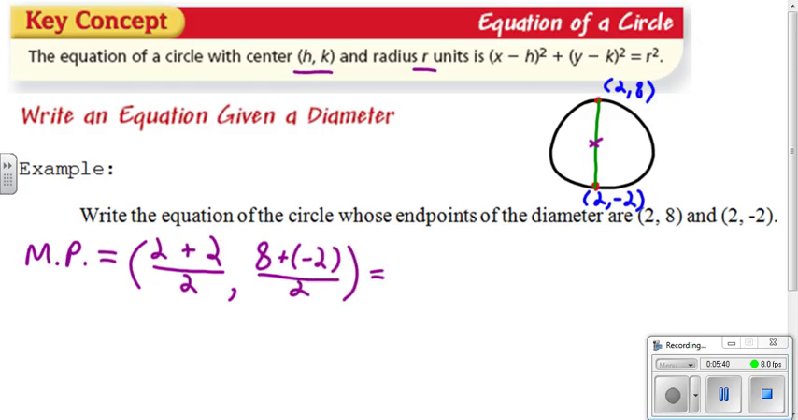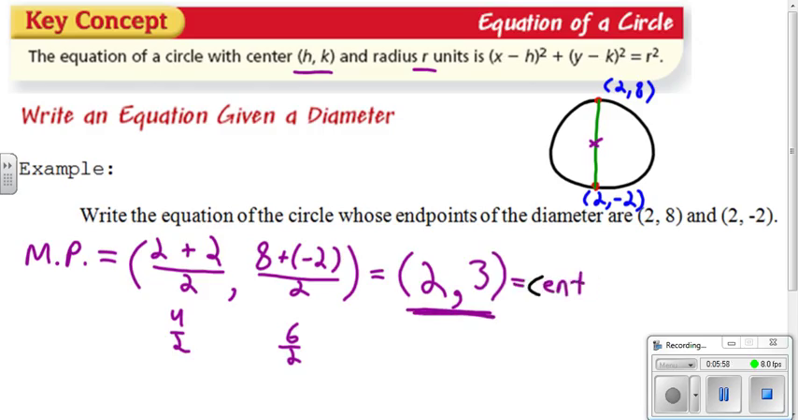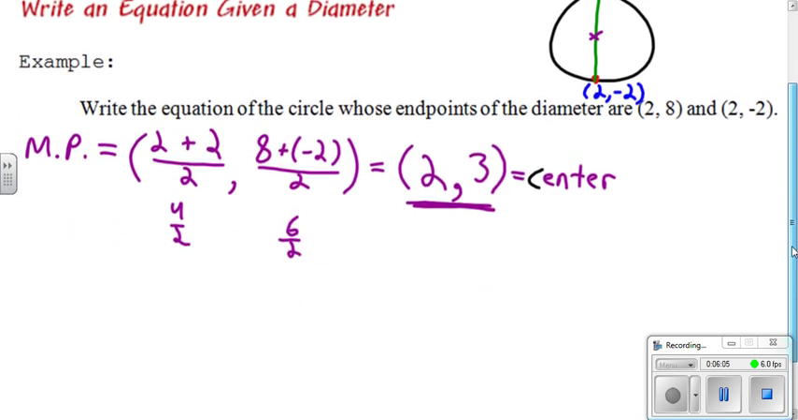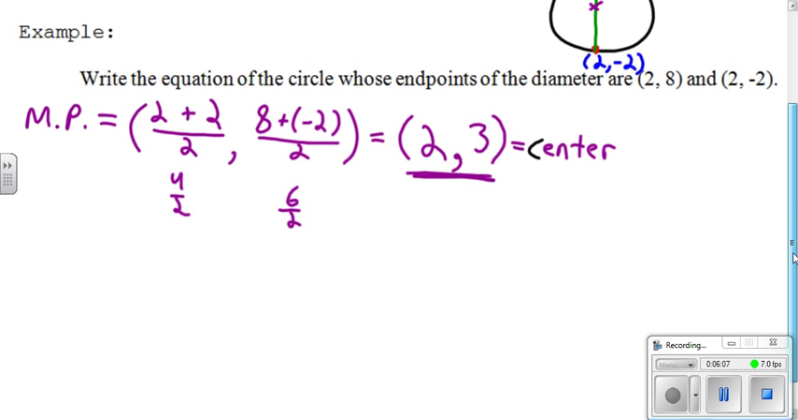So in the end, our midpoint comes out to, this is 4 over 2, so we'd call it just 2. 8 plus -2 is 6 over 2. 6 over 2 is 3. So this is our midpoint, which we'd also call our center. So the center is at (2, 3). Okay, now we know the center, and we just need to find the radius.